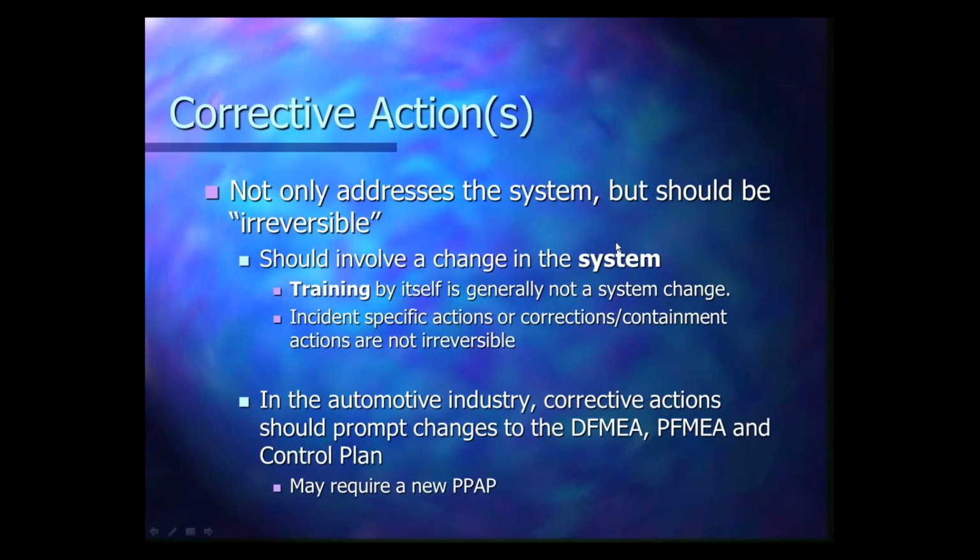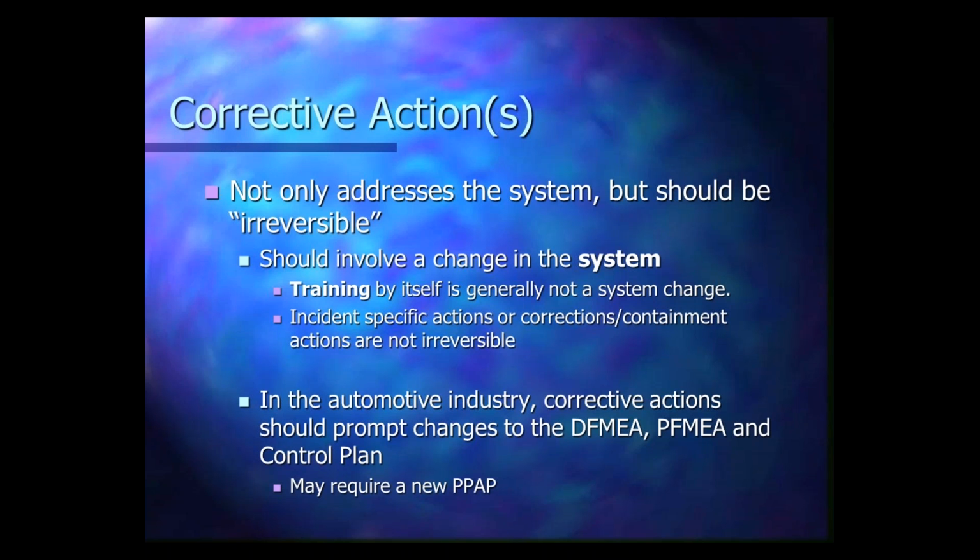Not only should the corrective actions address the systemic failure, but they should also be irreversible, and they should involve a change in the system. Training by itself is generally not a system change. Chances are you've trained before, so how is retraining going to prevent recurrence of the issue? Also, incident-specific actions or corrections tend not to be irreversible.